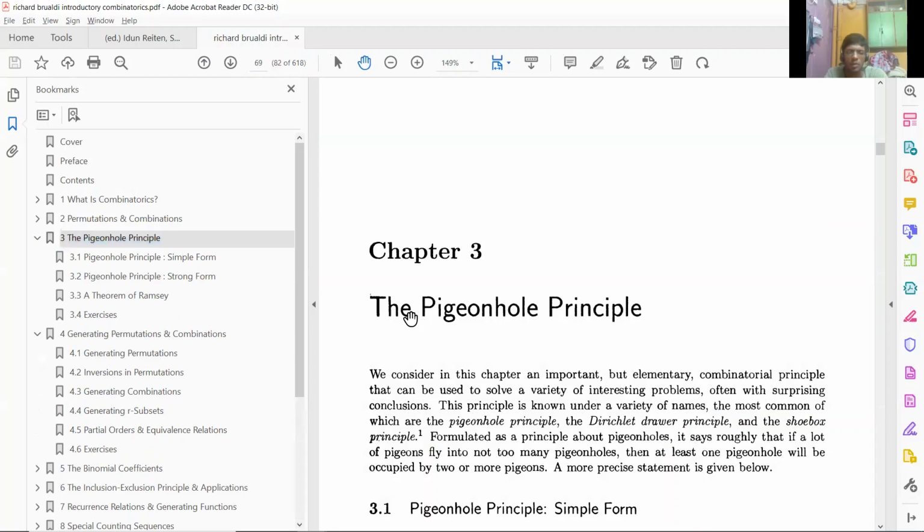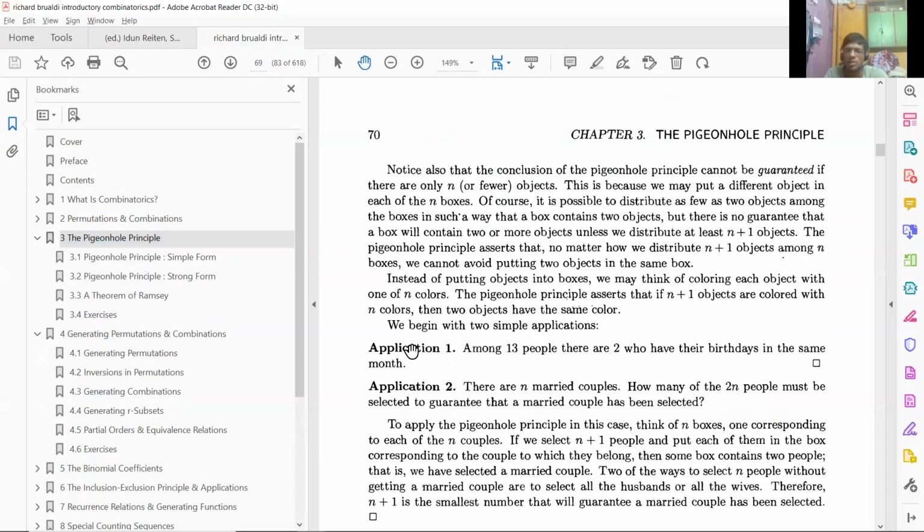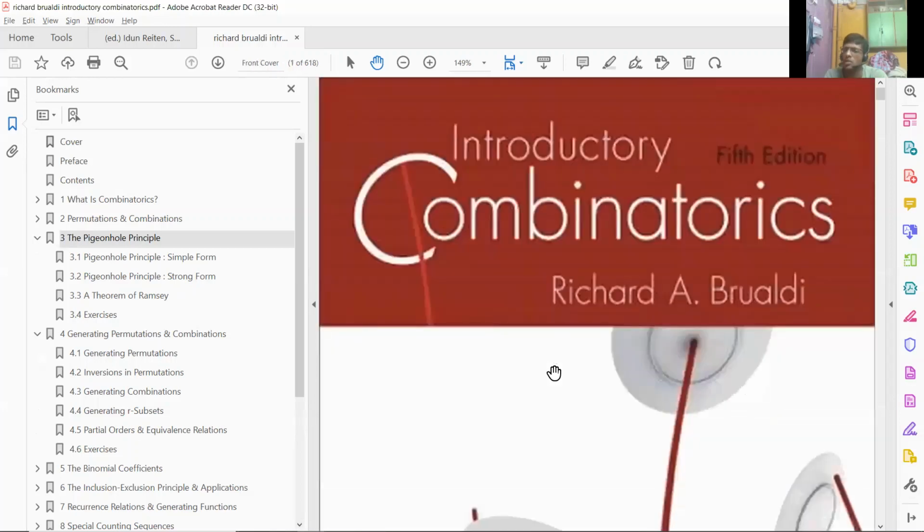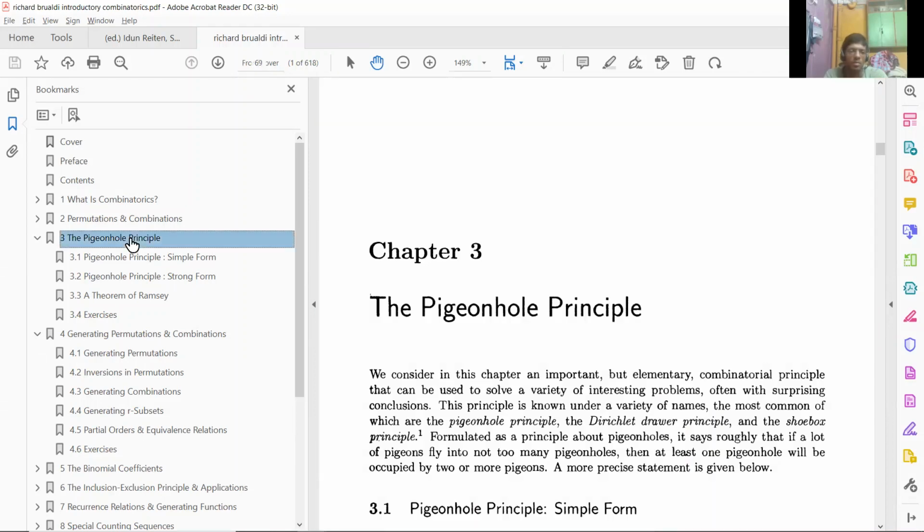The thing about this book is that it is very theoretical. It goes into a lot of theory. Wait, you guys cannot see the screen. Yeah, because it changed. See, we go to the beginning. So this is the book. Okay, you can see this is the book. It's a wonderful book, and the Pigeonhole principle chapter.